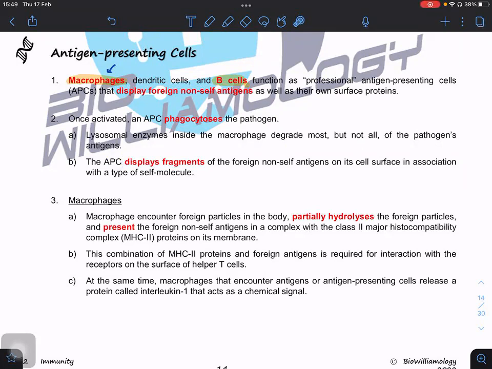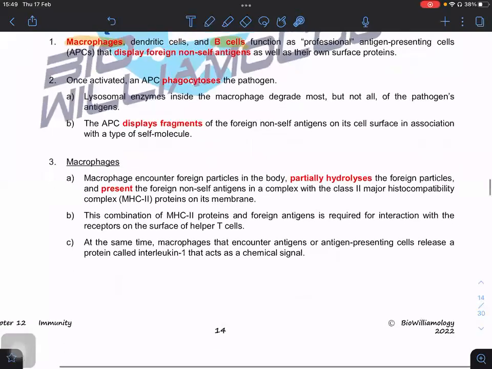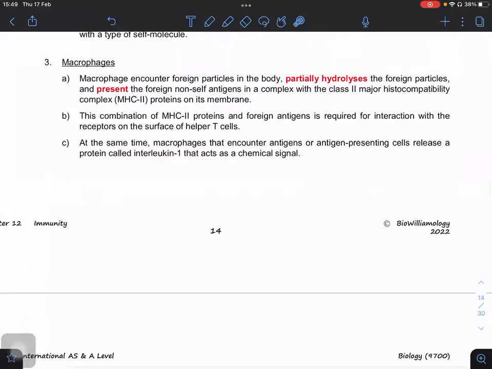So the APC, antigen presenting cell, displays fragments of the foreign non-self antigen on the cell surface in association with a type of self molecule. I will tell you what self molecule means here. When macrophages encounter a foreign particle, they partially hydrolyze it, process the antigen, and present it using what we call class 2 major histocompatibility complex, or MHC protein, on the membrane.